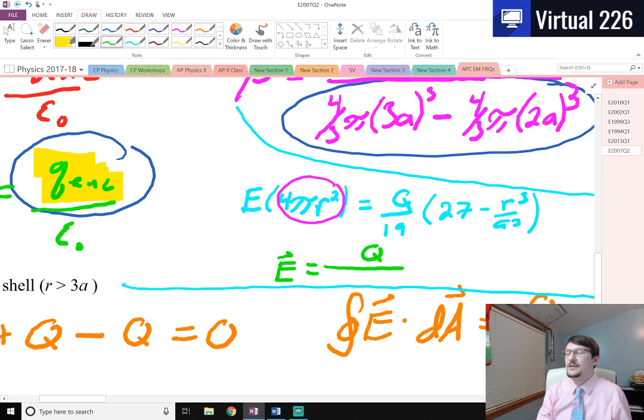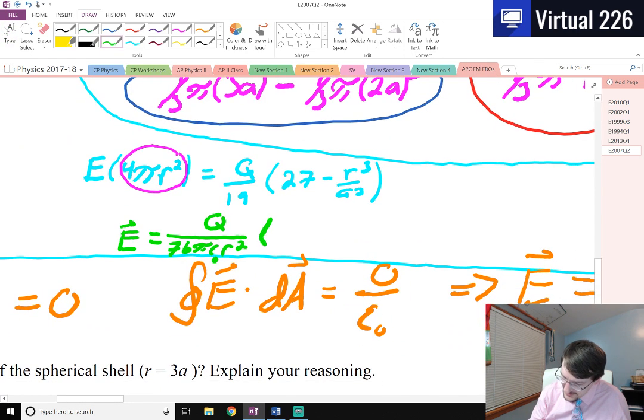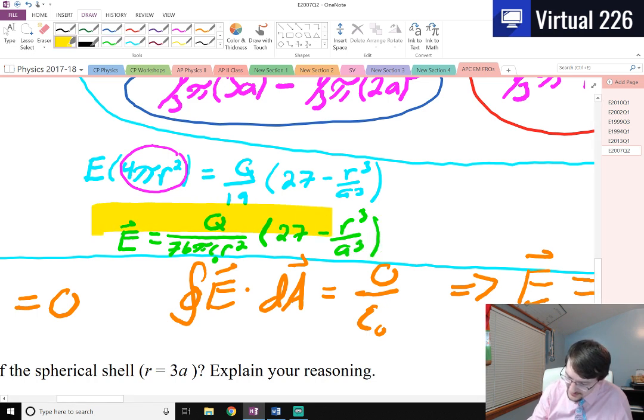19 and 19 is 38. 38 times 2 is 76. Pi r squared times, well, there's an epsilon not here. Whoops, epsilon not. Times the quantity 27 minus r cubed over a cubed. And this right here, that is our answer.